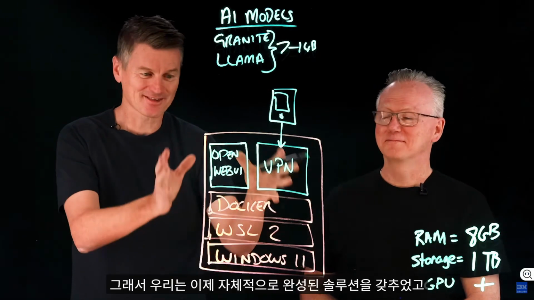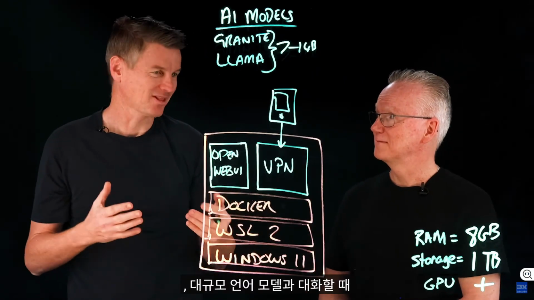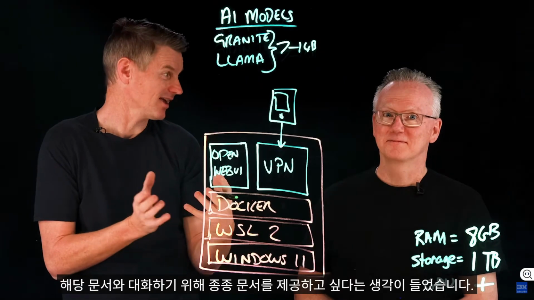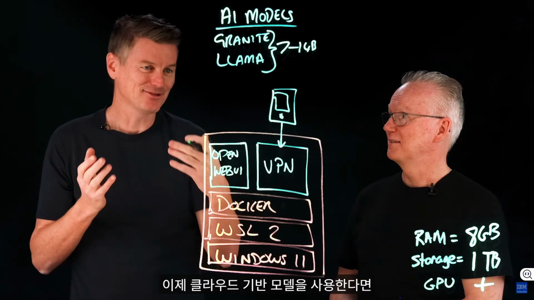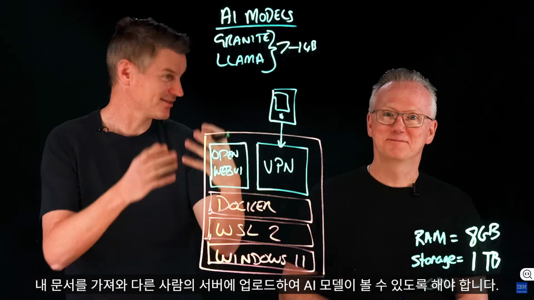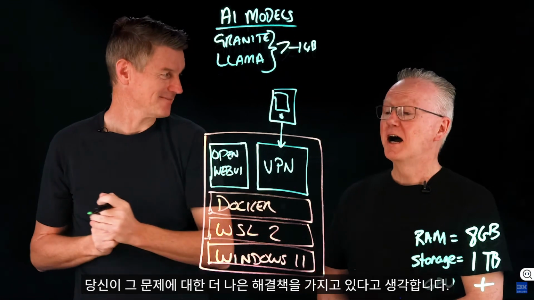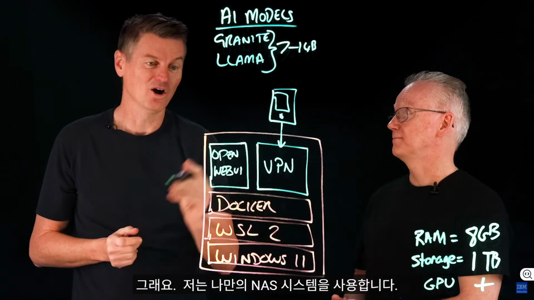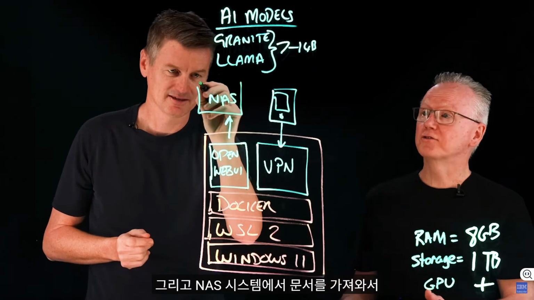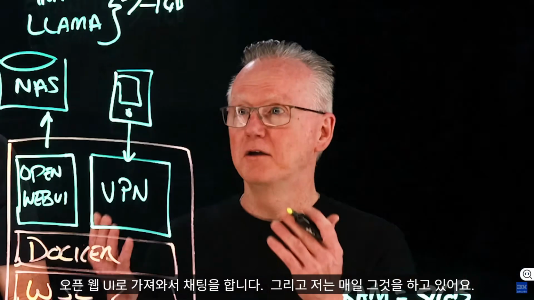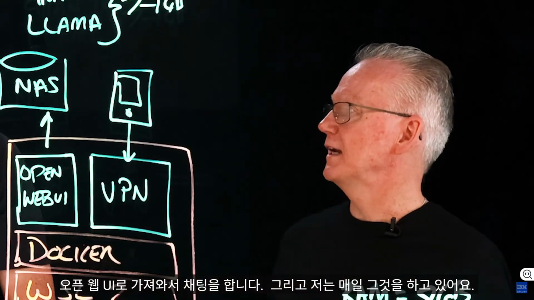So we've got this self-contained solution now, and it's got me thinking that when I talk to a large language model, I often want to provide it documentation in order to chat with that document. Absolutely. Now, if I'm using a cloud-based model, I need to take my document and upload it to somebody else's server so that the AI model can see it. I take it that you have a better solution to that. I do. I use my own NAS system. Okay, so you have a NAS server set up. And from that NAS system, I pull in my documents, pull them into the Open Web UI, and chat away. And I'm doing it every single day.